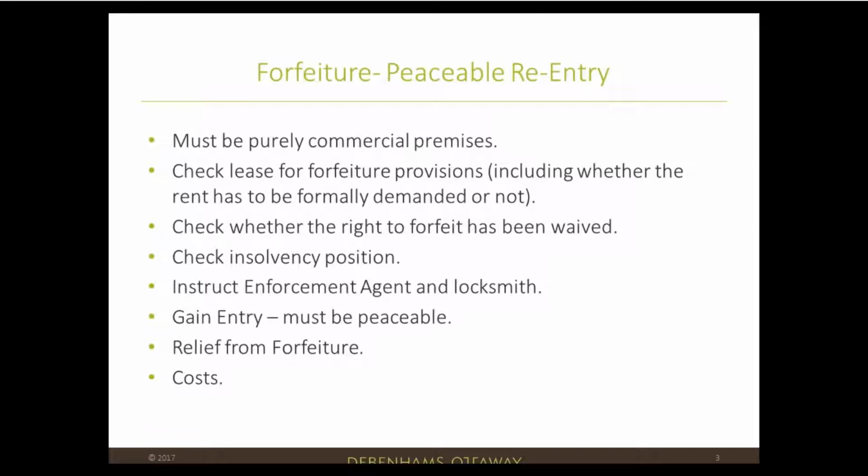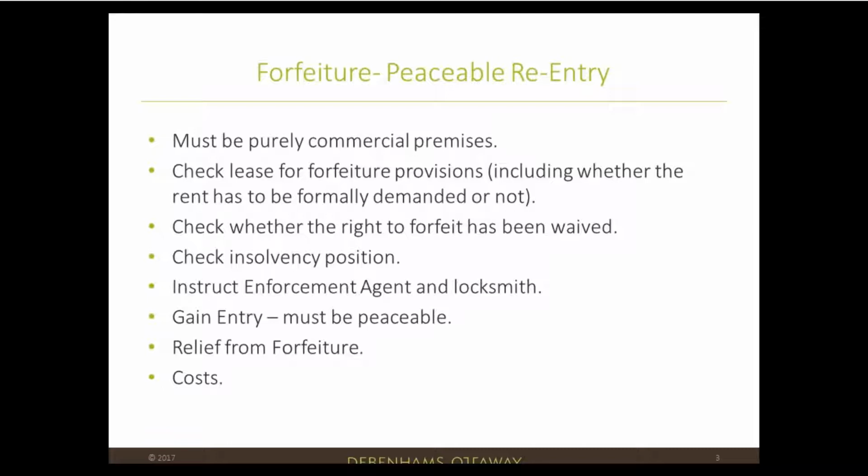or the enforcement agent may instruct the locksmith for you. They'll set the appointment time, and it's usually very early in the morning or very late at night to go in and change the locks. The reason for going in very early or very late is that the re-entry must be peaceable, so in other words, no one is there. If it's not peaceable, it can't happen.